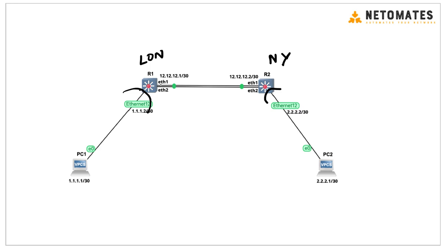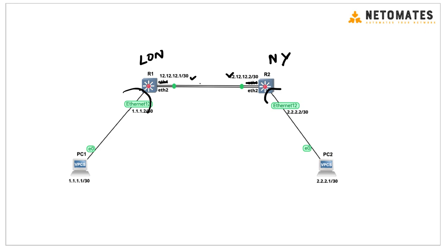So far we have done this using a single cable. We just used Ethernet 1 and assigned the IPs like this. All the traffic from the London office will go to New York, and from there to the New York office machines. So what if this physical link goes down? Both offices will be isolated.